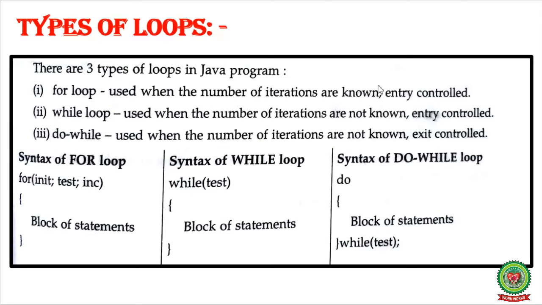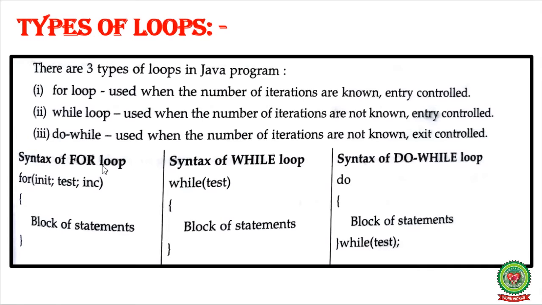Now, what is an entry-controlled loop or exit-controlled loop? Entry-controlled loop means first the condition is tested and then the block of statements is executed. And exit-controlled loop is where first the block of statements is executed and then the condition is tested.